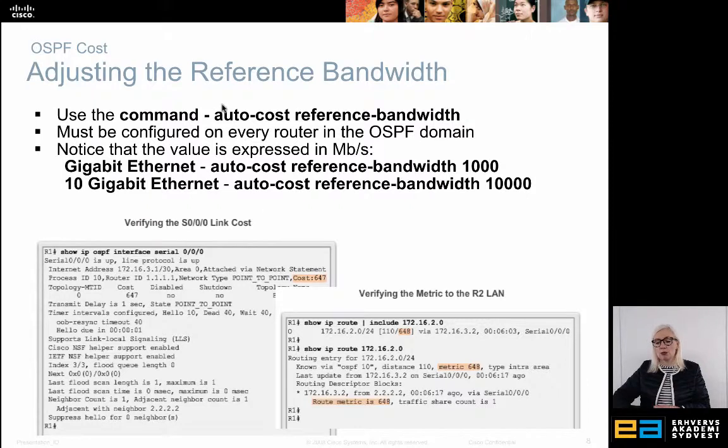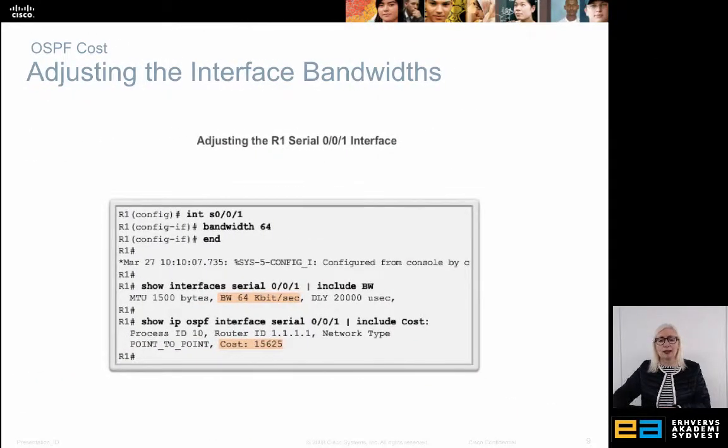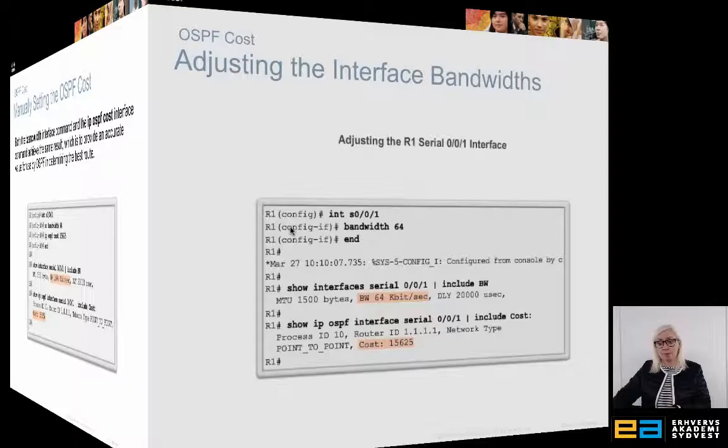So I can just use the command auto-cost reference-bandwidth, and then I can change it if I want to do that. I can also change the bandwidth because it will, of course, be a standard bandwidth, especially on serial links. It will just choose the default bandwidth for a serial link. I can use the bandwidth command, and then it will find out what I have changed it to, in this case 64, for 64 kilobits, for instance.